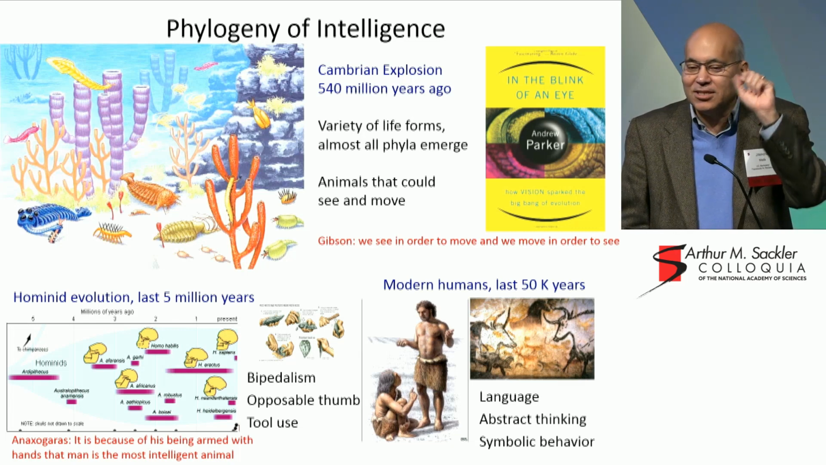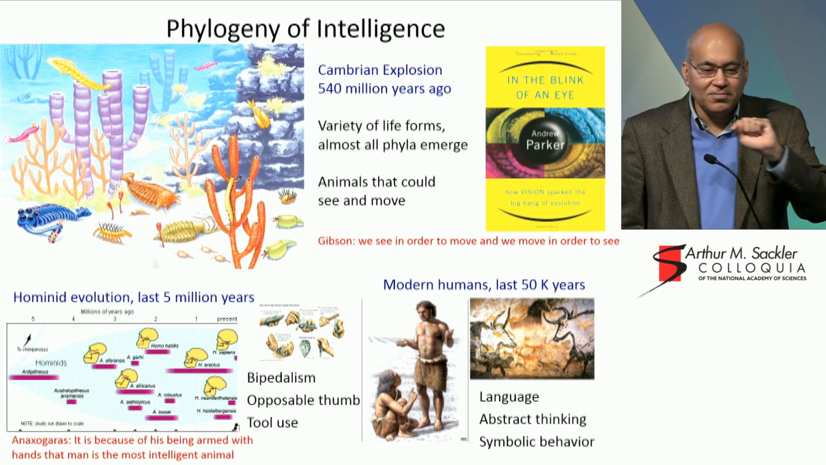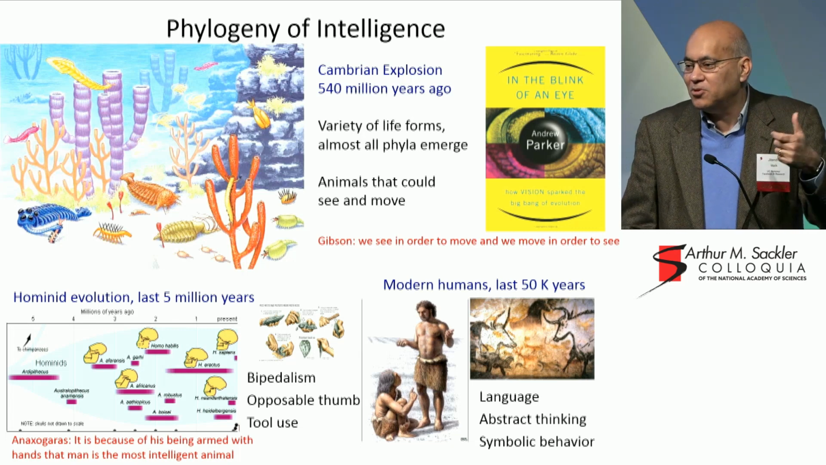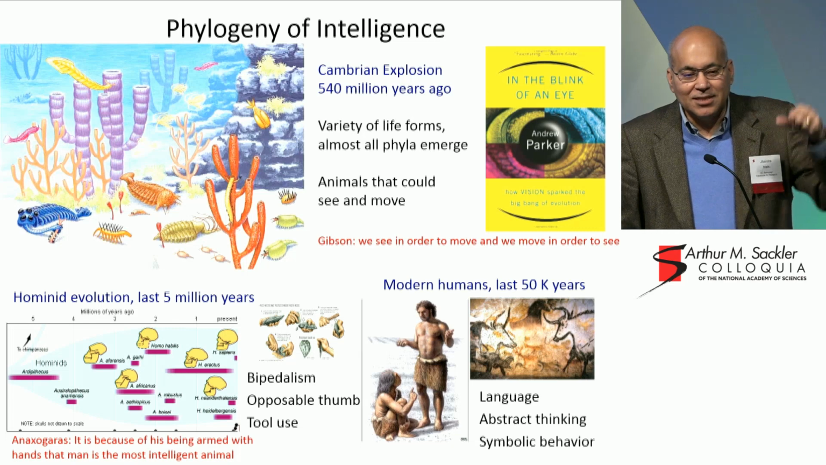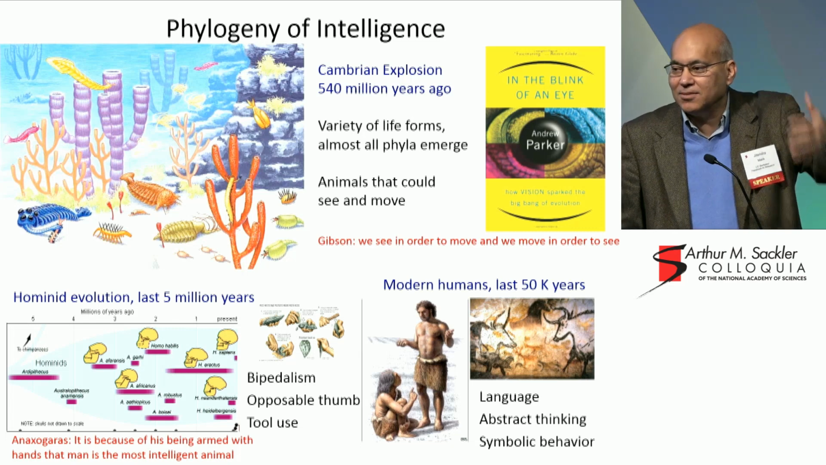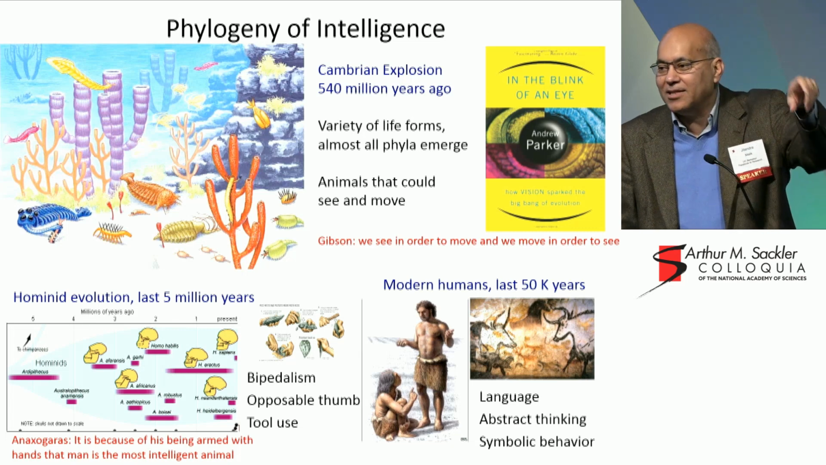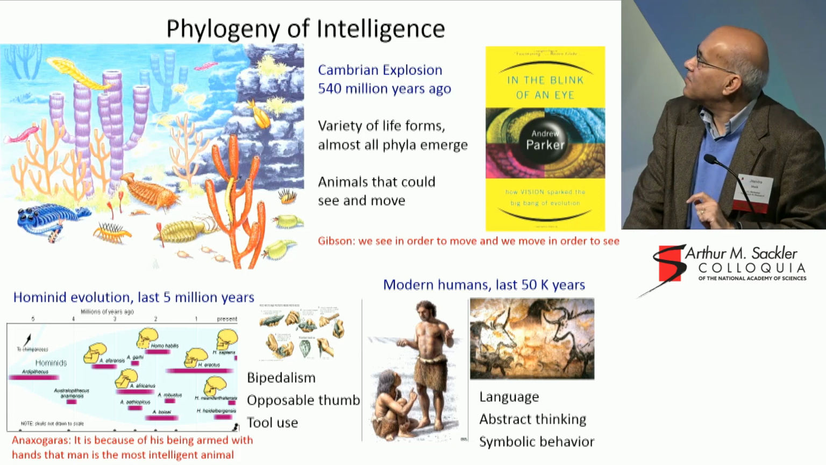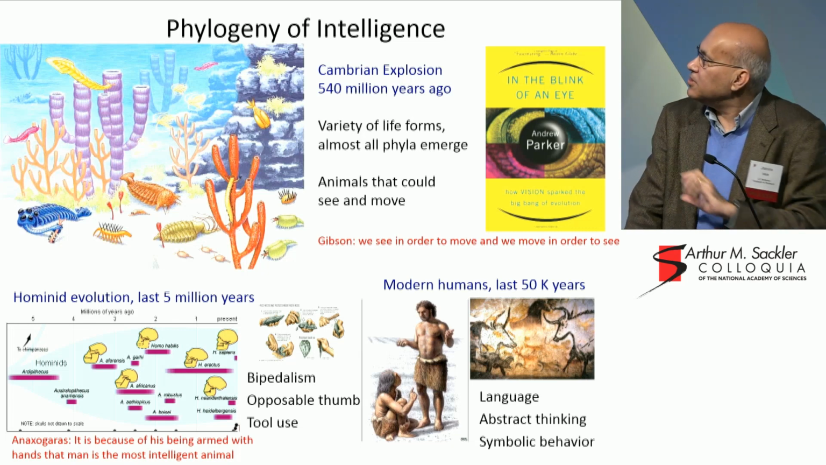Because once you had vision systems and you could move, then you had an advantage. You could go to various places and find food. And if you couldn't move, you wouldn't have that advantage. And then that set off an arms race where some animals developed better vision systems, others developed camouflage. If you are going to move to catch prey, then the other animal is going to try to escape, et cetera. So anyway, there's a slogan: we see in order to move and we move in order to see.